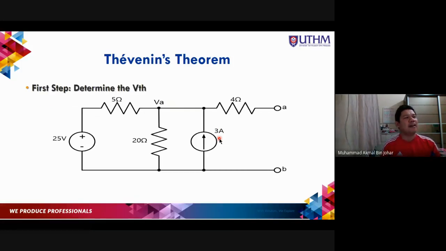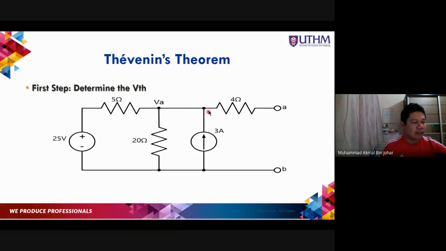So solution plan kita, first step kita kena determine the voltage Thevenin. That's a must. So you need to prepare the voltage Thevenin. What is the V Thevenin? So we have 25 volt, we have 5 ohm. So we introduce this node VA. Boleh bagi nama VA, you nak pakai nama VK ke VL ke, it doesn't matter. So we would like to introduce VA here. So we will have another node of ground down here.